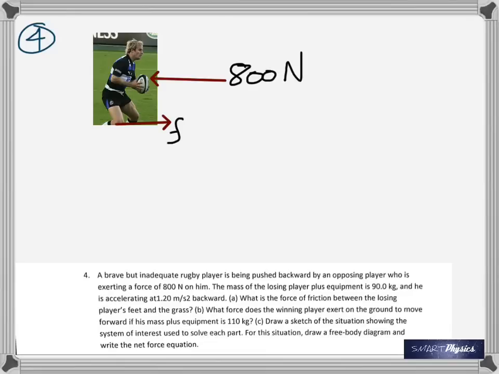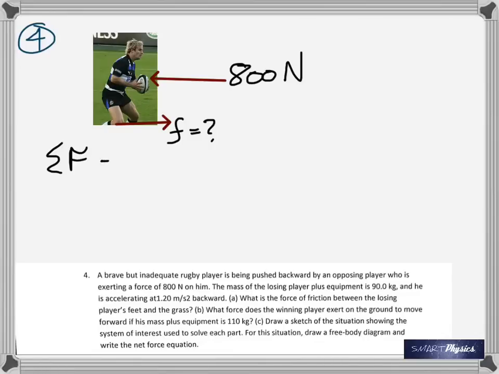800. Force of friction is always opposite, isn't it? Think about this. The other player, this is the losing player, of course. This is the losing player. The other player is applying 800 newtons on him. On him. That's the system of interest. That's the losing player. And between his feet and the grass, force of friction is opposite to the force being applied on him. Make sense?